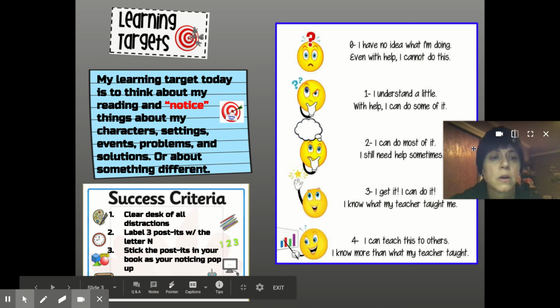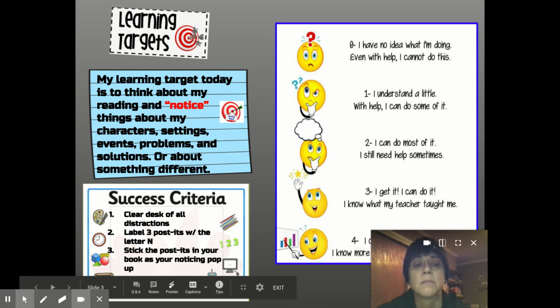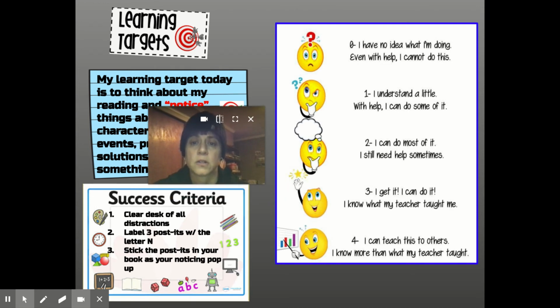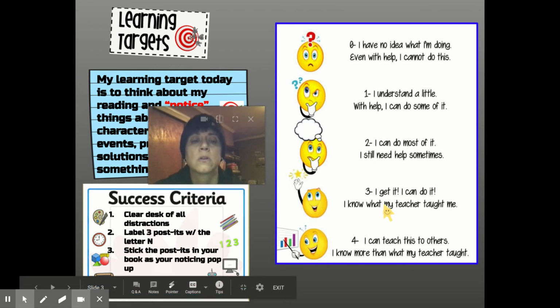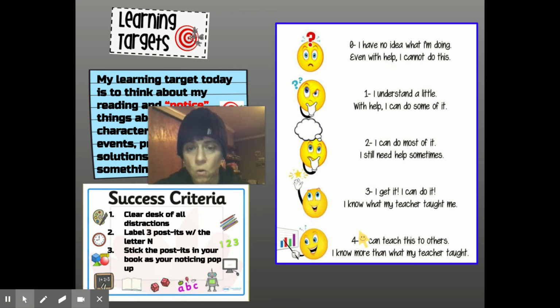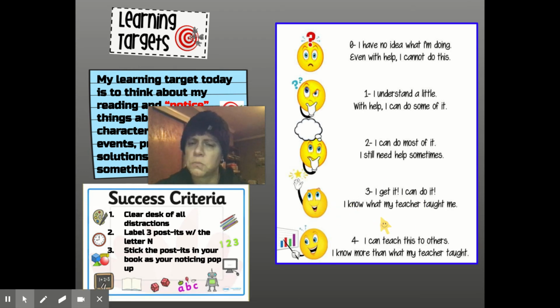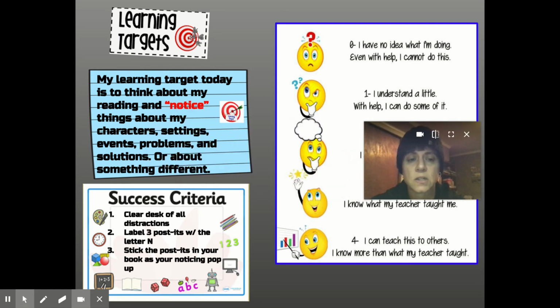So remember, since we're working on really being those independent readers and learners, we talked about what a 4, 3, 2, 1, and 0 is. So your goal is to really practice this learning target so you can work to be at a 3, which means, yep, I can read and notice things today. I can get it. I can do it. But maybe it'll take some practice along the way. And that is okay.